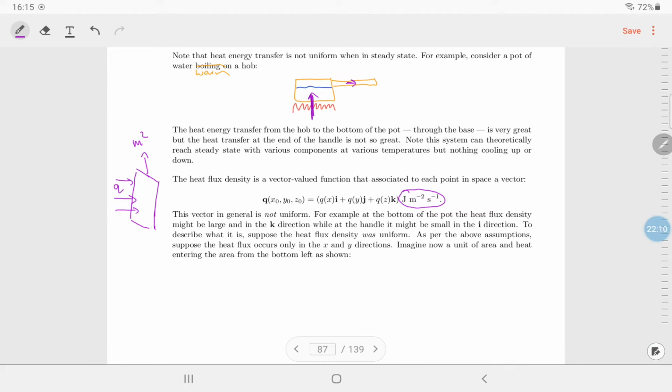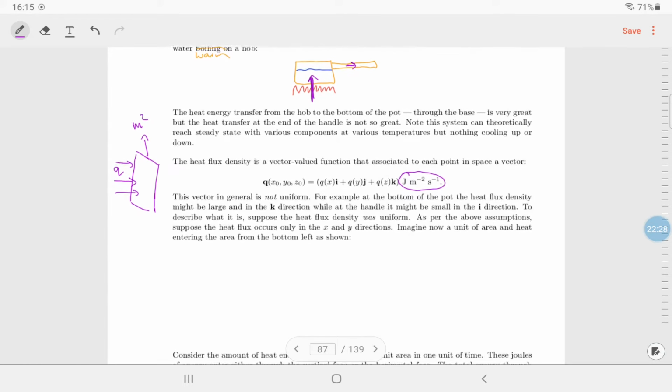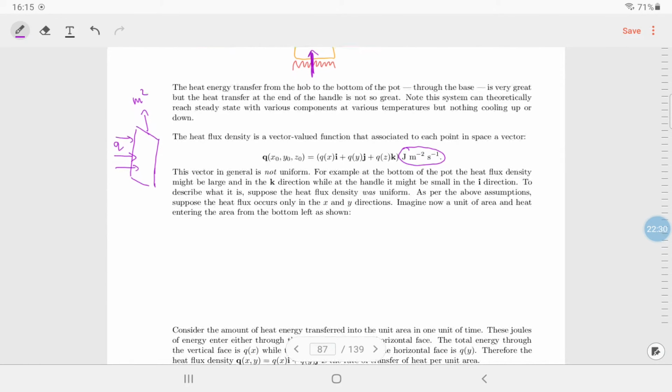How much flows through it in 1 second is the heat flux density. So if more flows through in 1 second, you've got a larger heat flux. And there is a thing here about it being a vector because it has a direction. So that's captured by the i, j, k. Okay.